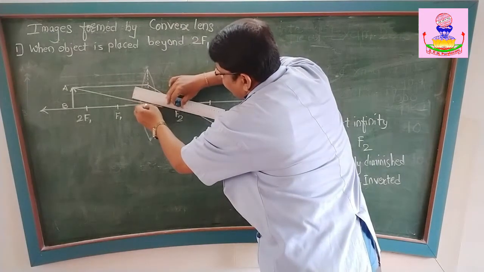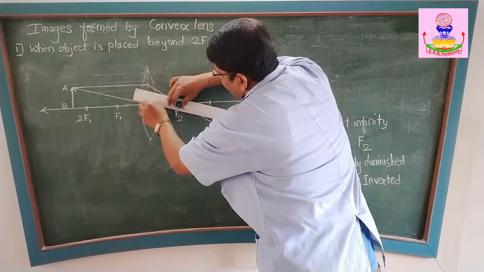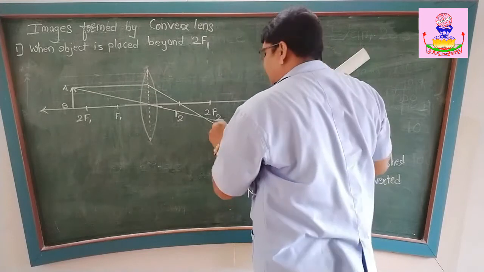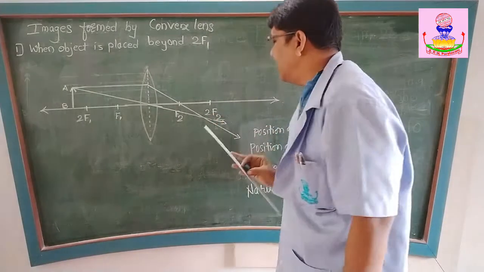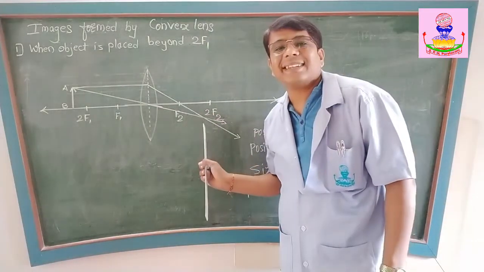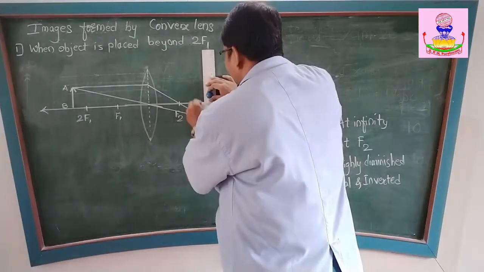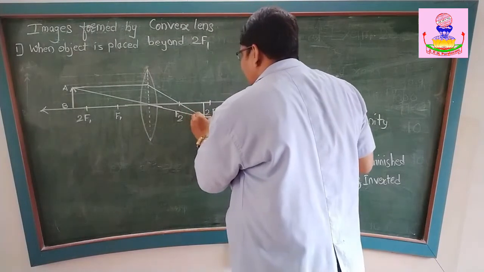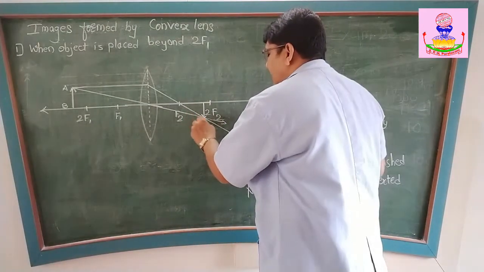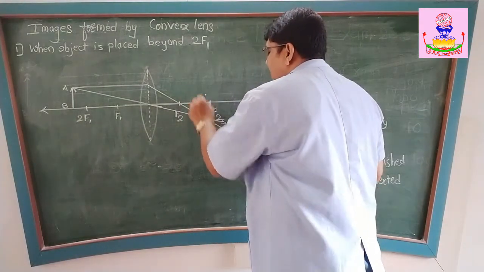Okay. Now the ray of light going through optical center goes undeviated. Now where do the rays intersect? Here you can see, right? So draw that, the image. This is the image. Now this is, suppose, A dash, B dash.